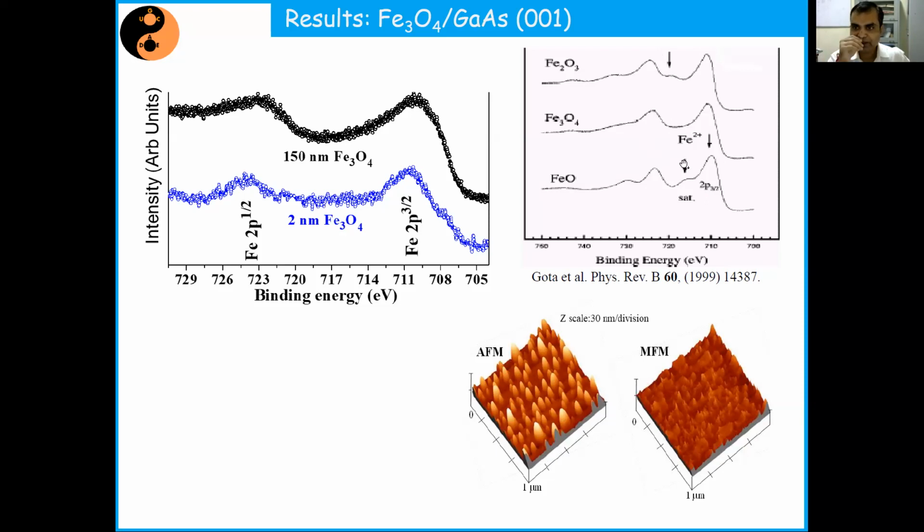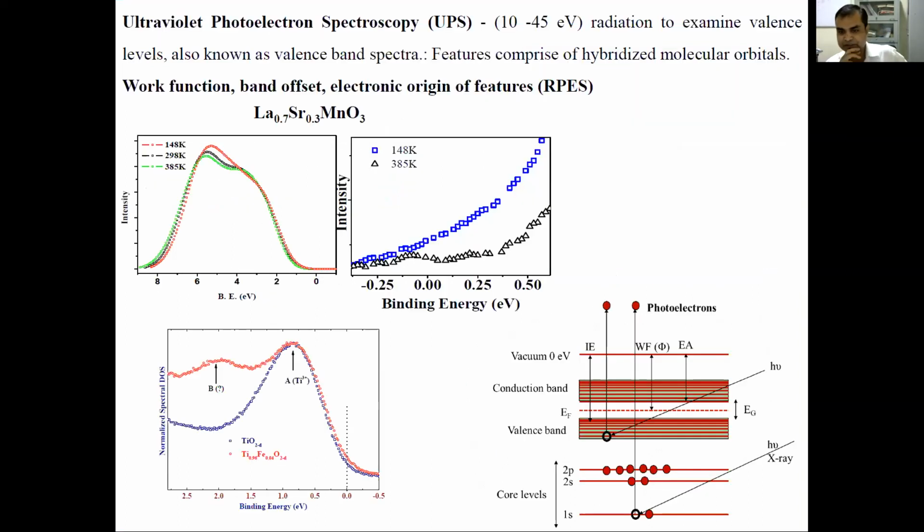So just by looking at their binding energy positions or the satellite energy positions, one can get an idea of what oxidation state of the iron, or of other transition metal elements, is present in the system. This is the kind of experiment that one can do using X-ray photoelectron spectroscopy.